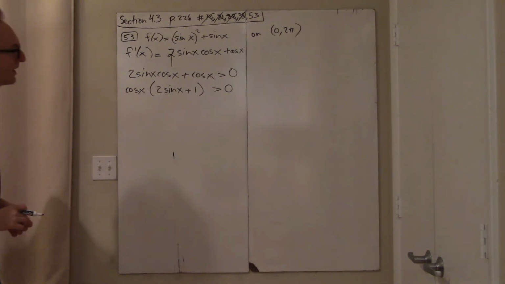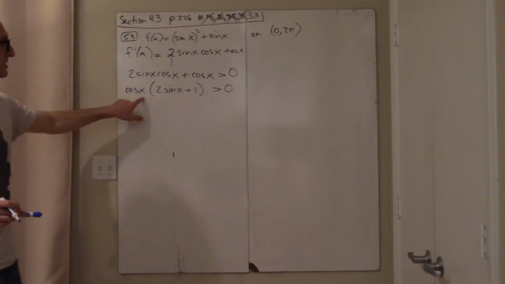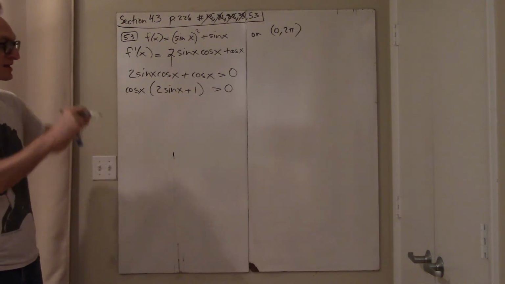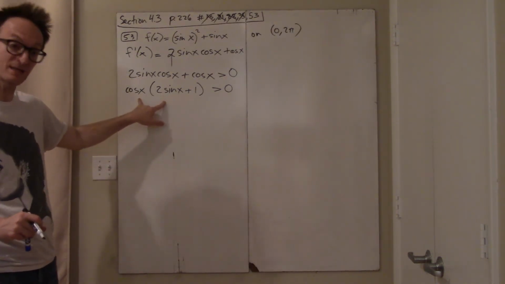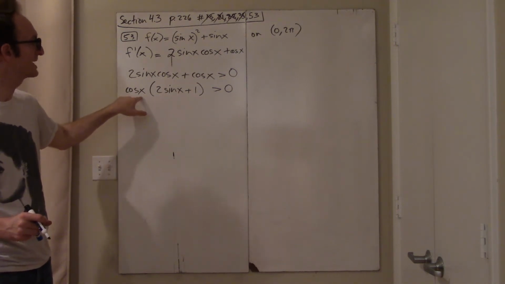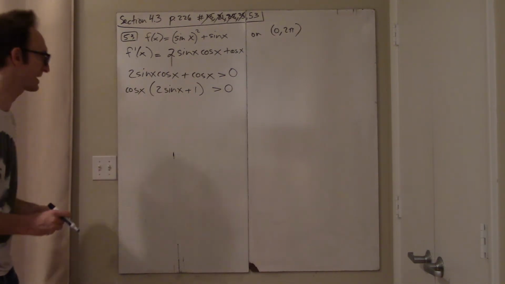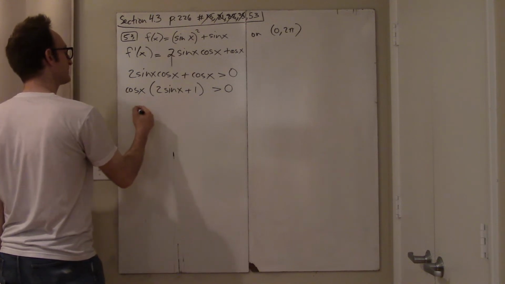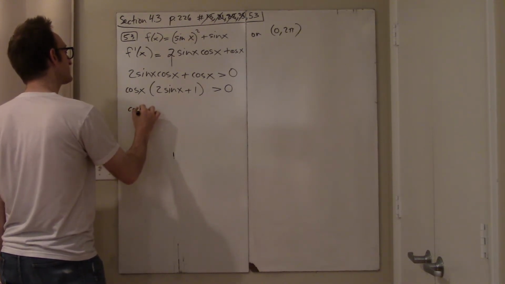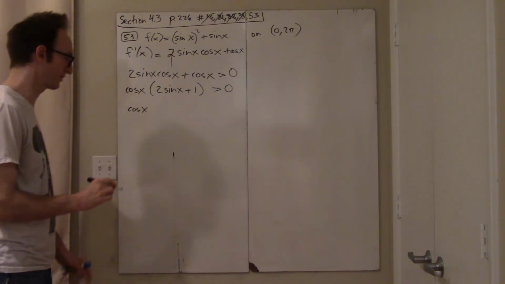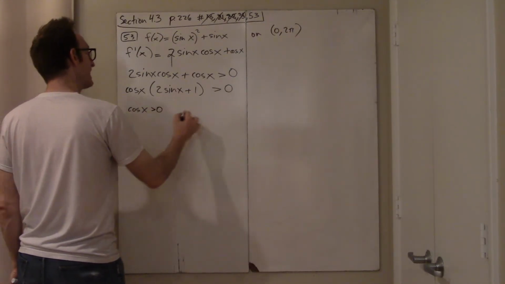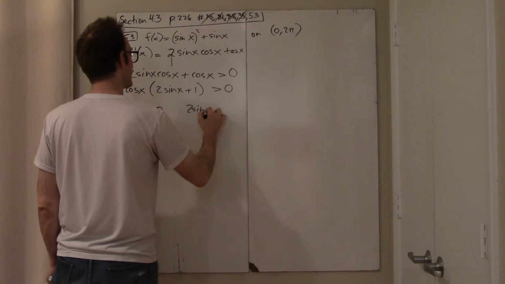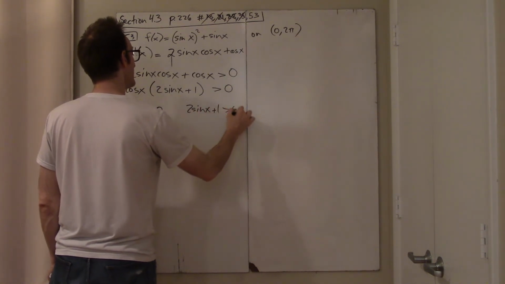And now we just sort of think for a second and we say, okay, this is the product of two things. When is the product of two things positive? When these are both positive or both negative. And so we need to determine when each of these is positive and when each of these is negative. And so we set up two separate problems for ourselves to solve. When is cosine positive? And when is 2 sine x plus 1 positive?